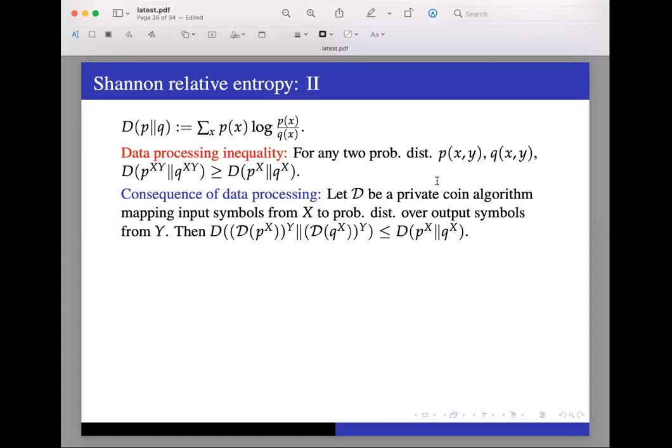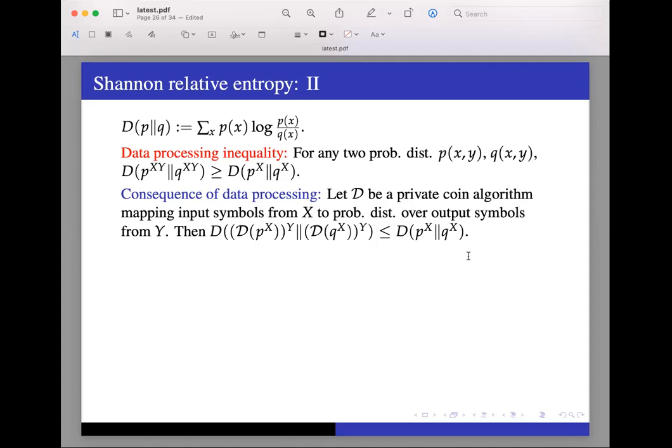Relative entropy was kind of an asymmetric measure of distinguishability of probability distributions. So any processing of data can only reduce the distinguishability that was there to start off. So that's the message.